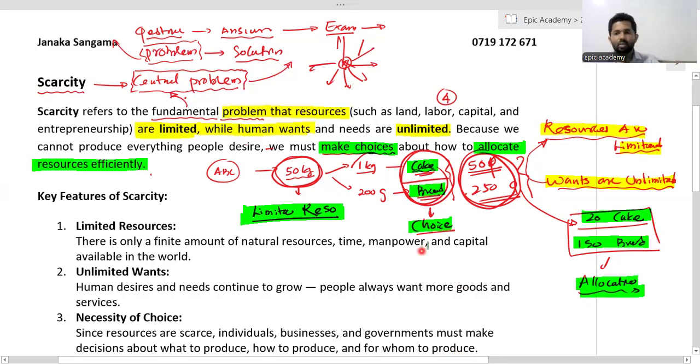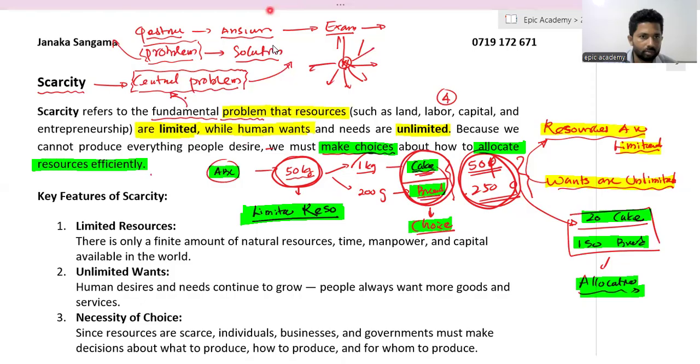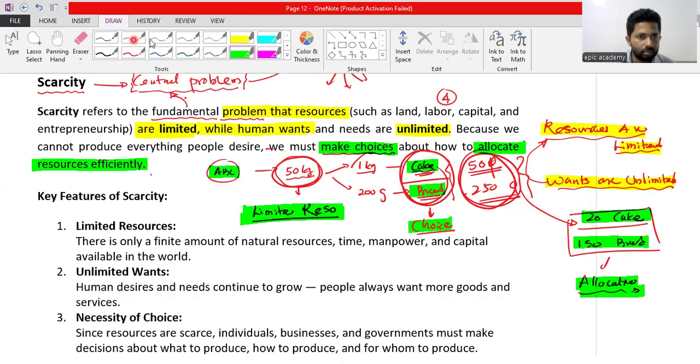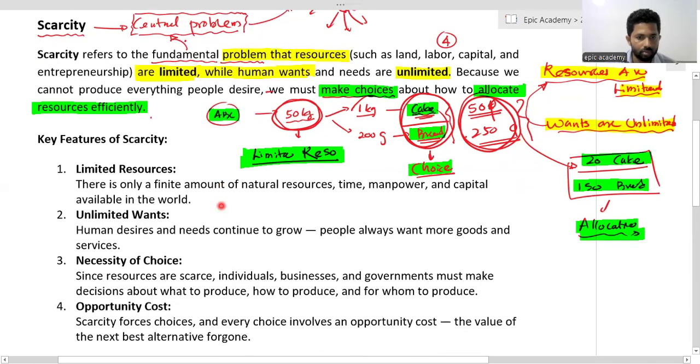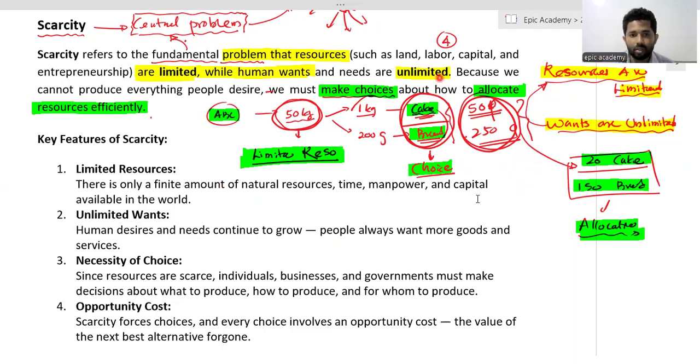Now, the entire process you can identify by using a simple example, isn't it? Did you get the idea? Are you with me? Related to the scarcity? Okay, good. If you have any kind of question, you can ask, okay?